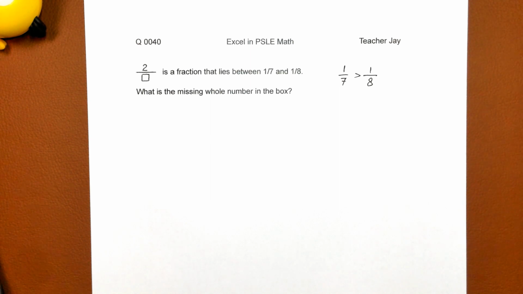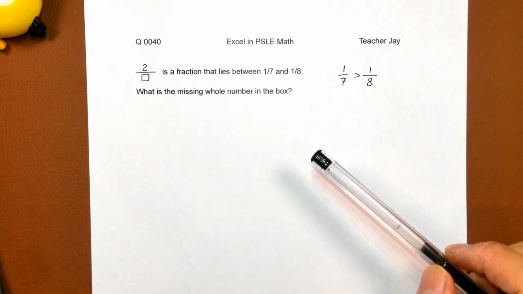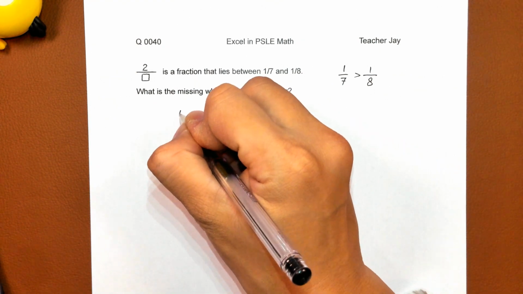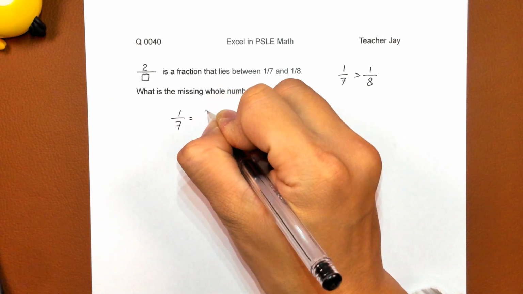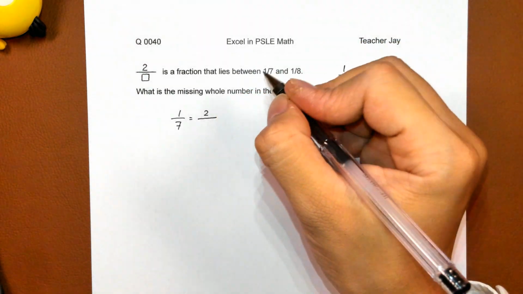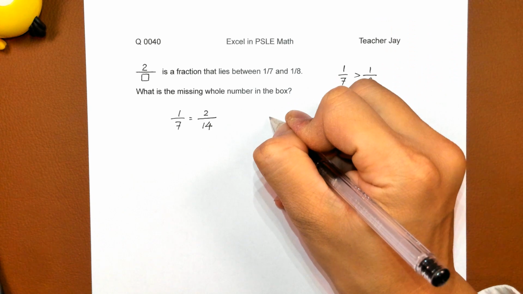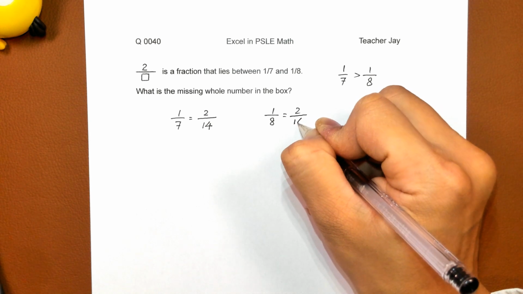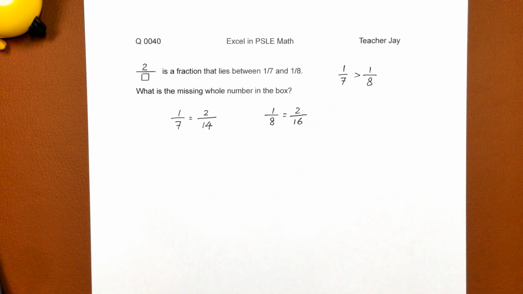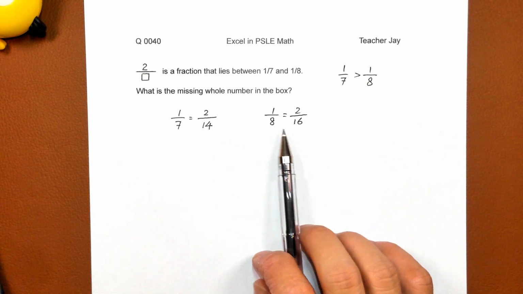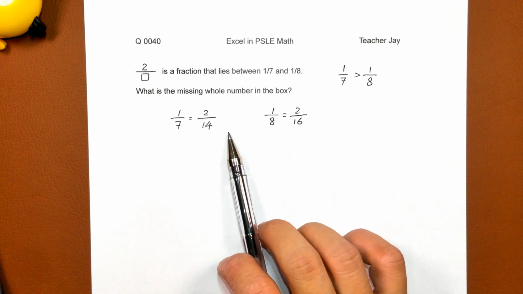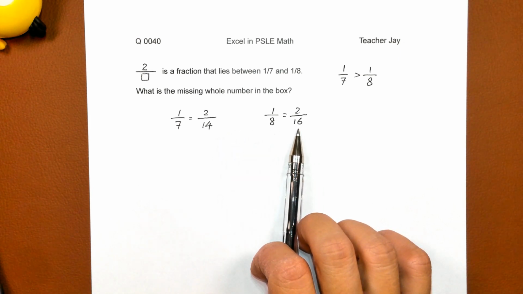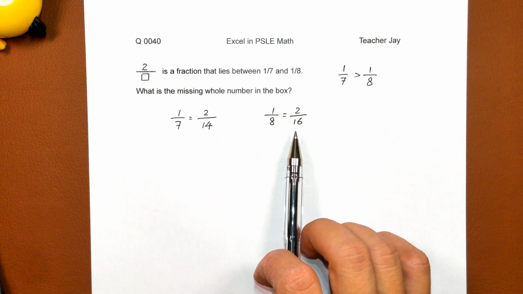We convert both fractions here into forms that both have 2 as the numerator. 1/7 equals 2/14. And 1/8 equals 2/16, all right? And next, for fractions with the same numerators, the larger the denominator, the smaller the value of the fraction will be.